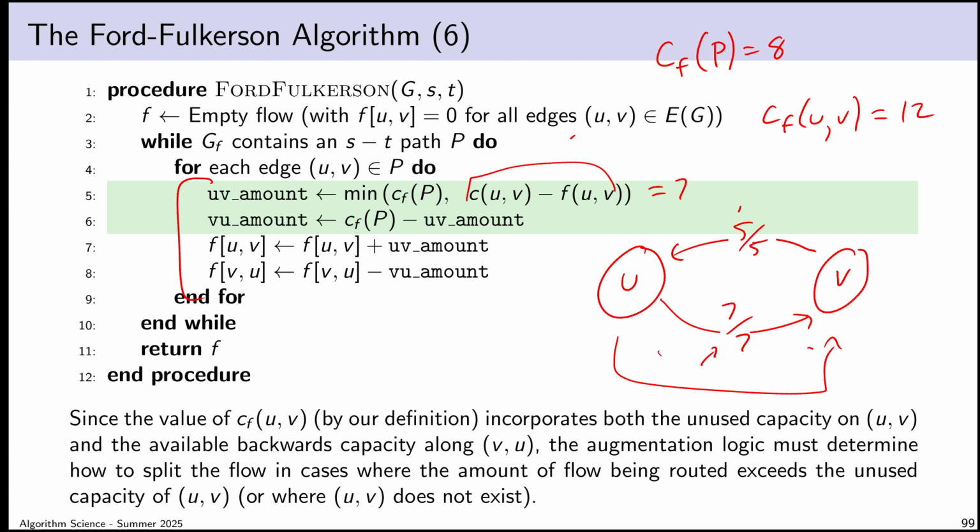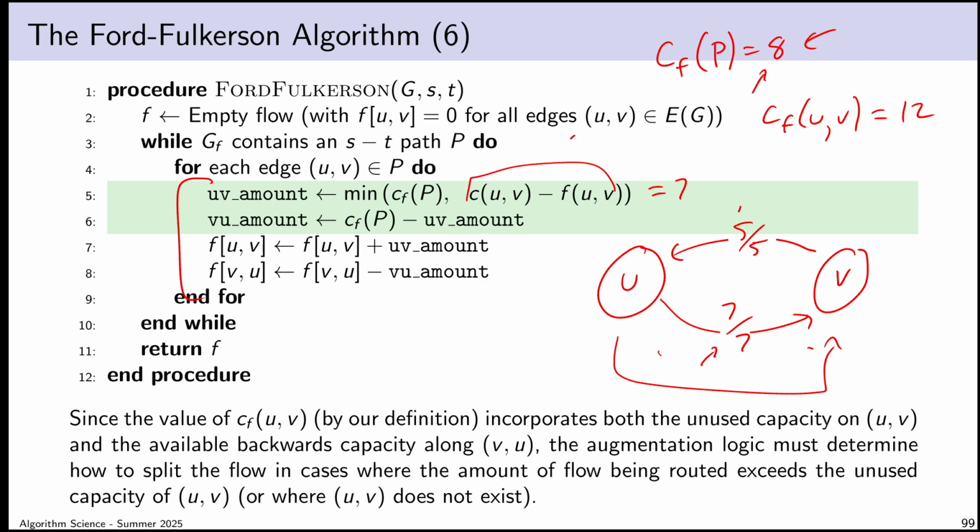Okay, then how much do I push in the opposite direction? That's the VU amount here. Well, I know in advance that the capacity of the path is CF of P. I assume that that takes into account the residual capacity of every link along the path, which means it is feasible to push this number of units between any 2 vertices on the path. So that means I will be able to succeed in pushing all 8 units.